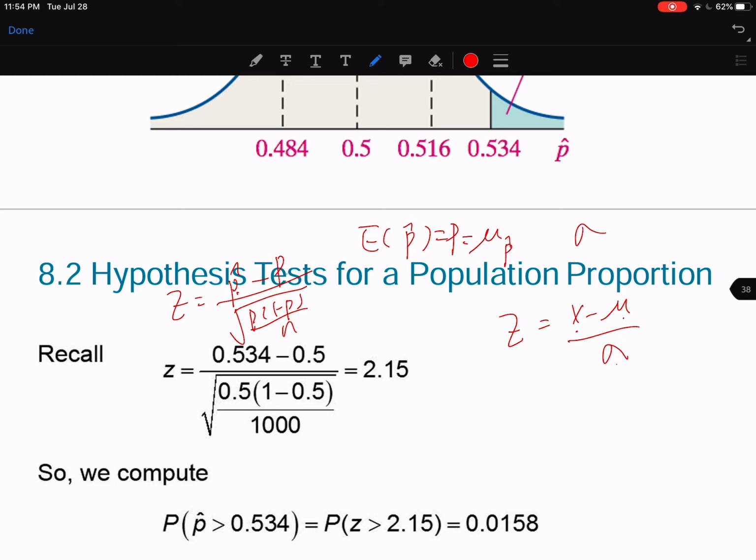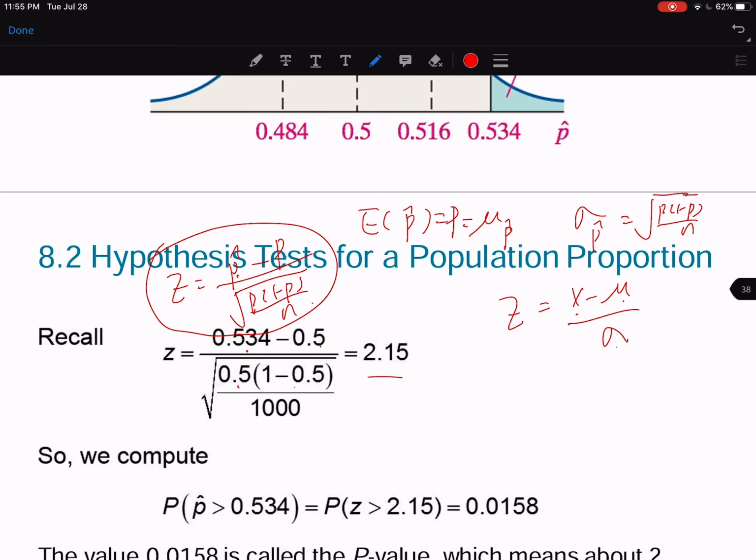That's why we subtract p here. And we know that the standard deviation of p hat is the square root of p times 1 minus p over n. That's why we divide by this, because it's the standard deviation. This whole thing here is called standardization. Once we know the formula, we just plug the numbers in. We know p hat is 0.534, p is 0.5, 1 minus 0.5, divided by 1000, which is the sample size.